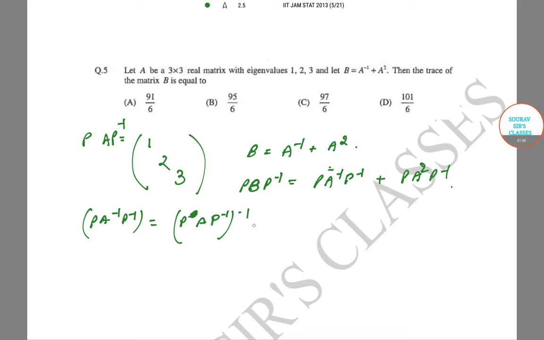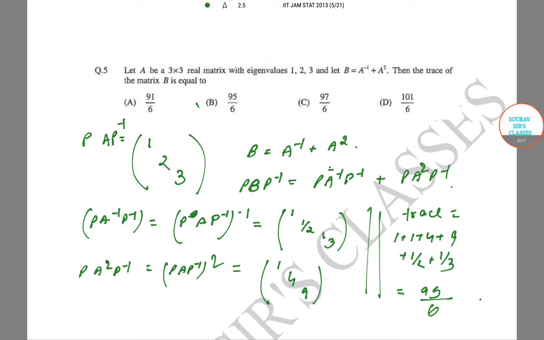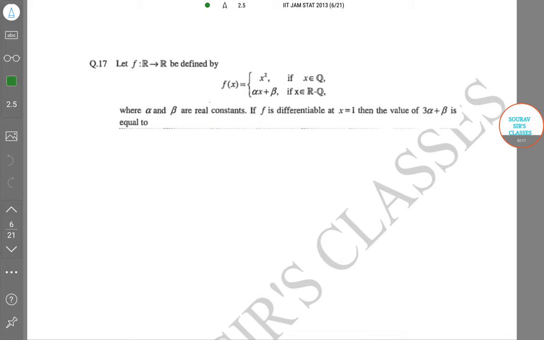So this is fine, and this is just equal to 1, 1/2 and 1/3. PA square P inverse is equal to (PAP inverse) whole square, which is equal to 1, 4, 9. So we have trace equal to 1 plus 1 plus 4 plus 9 plus half plus 1/3, which is equal to 95/6. So B is the correct answer, and we move on now to the next question.